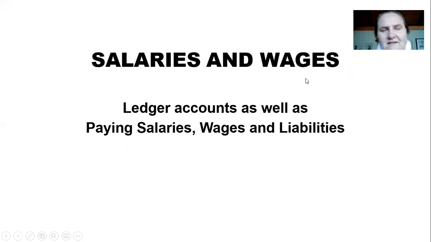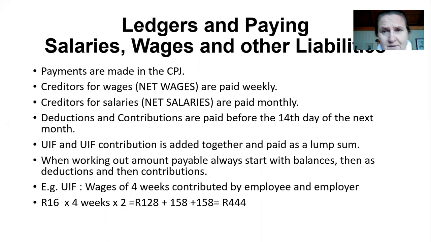We've looked at salary scales, we've looked at where it comes from, we've looked at the salaries and wages journal, but we've not looked at the ledgers and or the payment of the different ones. So that's what this presentation is about. So particularly if you've got a problem with ledgers, please take note of this one. Okay. Right. Payments for salaries and wages occur in the CPJ.